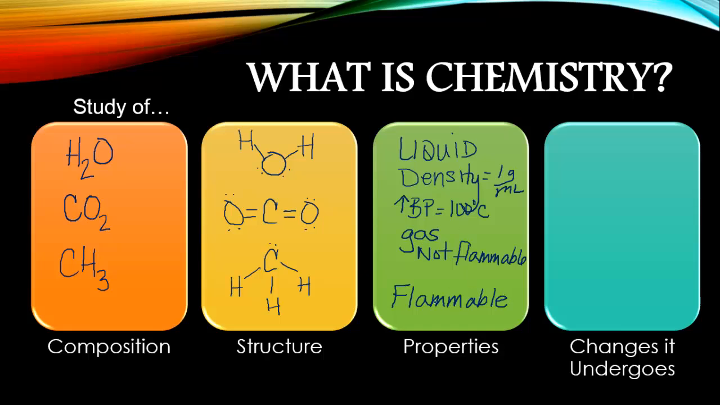So you can see lots of different properties about the structures that we have here, but all considered properties. And how we get those properties and why they have these properties is based on the structure due to its composition. And finally, what changes do they undergo?